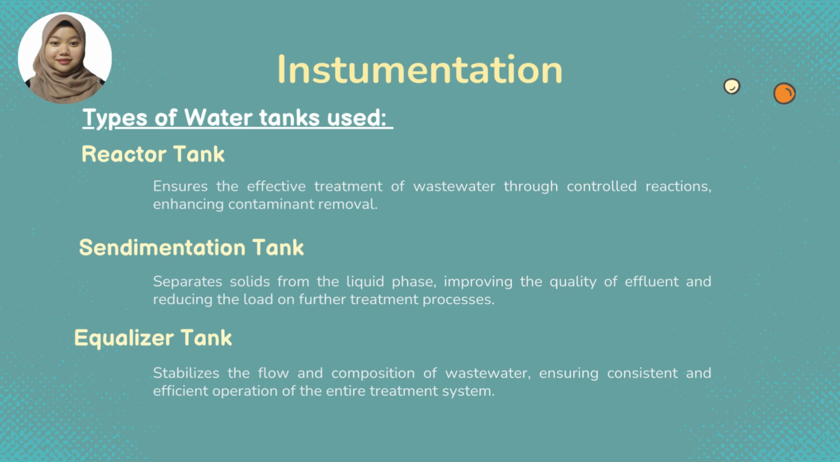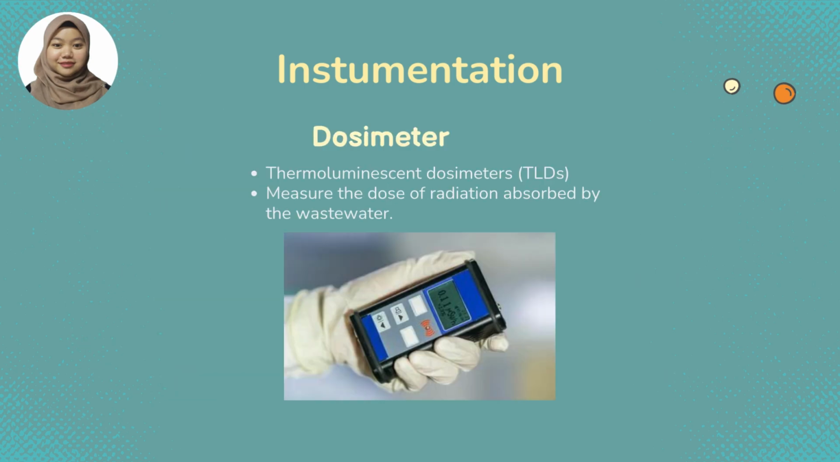A dosimeter, specifically a thermoluminescent dosimeter, is used to measure the dose of radiation absorbed by the wastewater. This instrument is crucial for monitoring and ensuring that the radiation levels are within safe and effective limits.